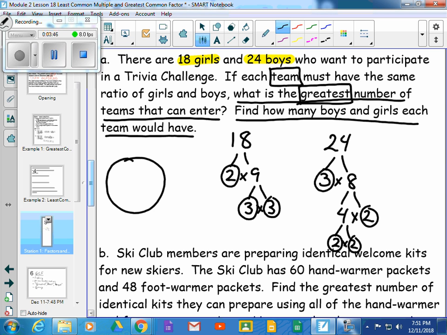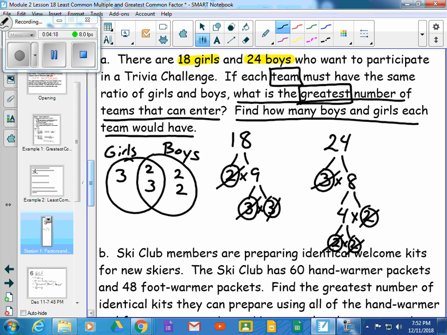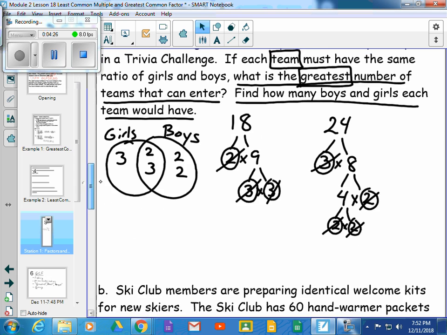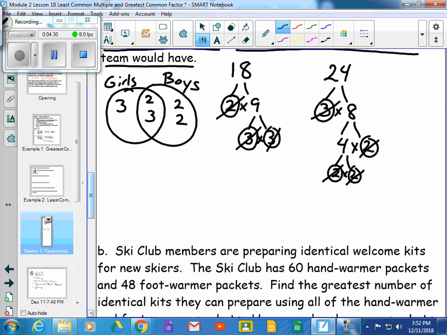Now I'm going to make my Venn diagram, and I'm going to let this left circle represent my girls, and my right one represent boys. There's a 2 for the girls, there's a 2 for the boys, so I'm going to put that in the middle. There's a 3 for the girls, there's a 3 for the boys, so I'm going to put that in the middle. There's a 3 for the girls, but not for the boys. And there's two 2s for the boys that are not for the girls. Now, to find the greatest common factor, I multiply the shared prime factors. So 2 times 3 tells me that the greatest common factor of 18 and 24 is 6.